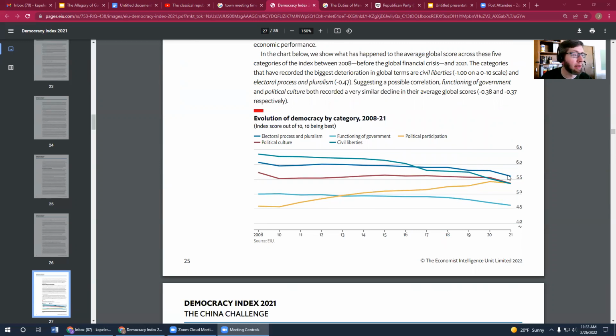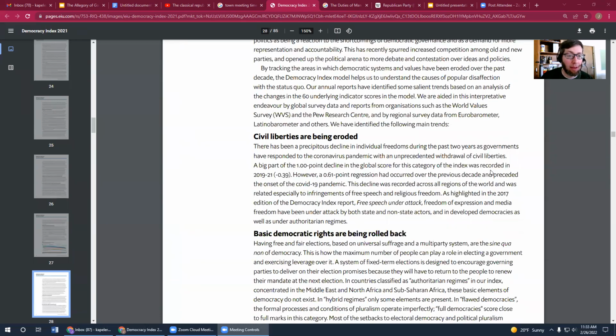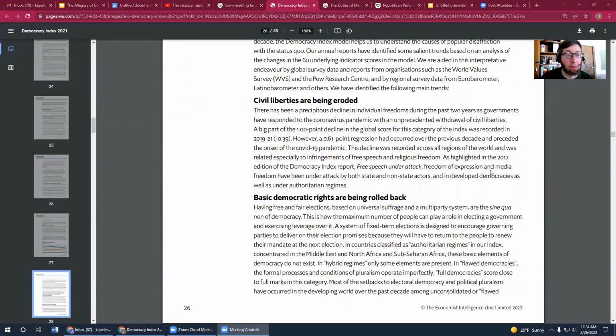Okay, but the increase in political participation, with all else declining, it's good, but it can lead to runaway majoritarianism, especially when it's combined with institutional decline. So that's my analysis on that. Civil liberties are being eroded. Basic democratic rights are being rolled back.